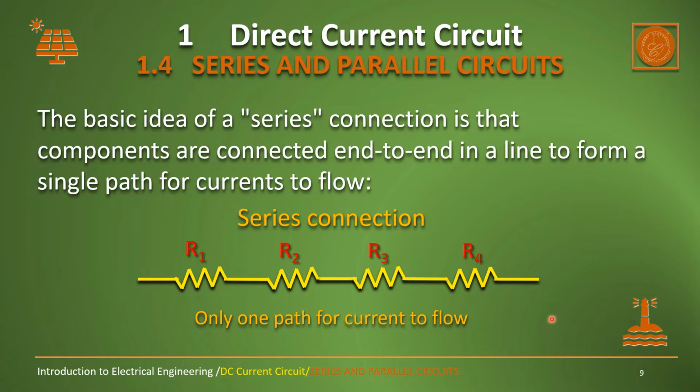The current coming from this side going in this direction is the same as the other way. Both are okay because resistors have no polarity. From this side to this side, the resistance value is exactly the same as from this side to this side. So this is a series connection.